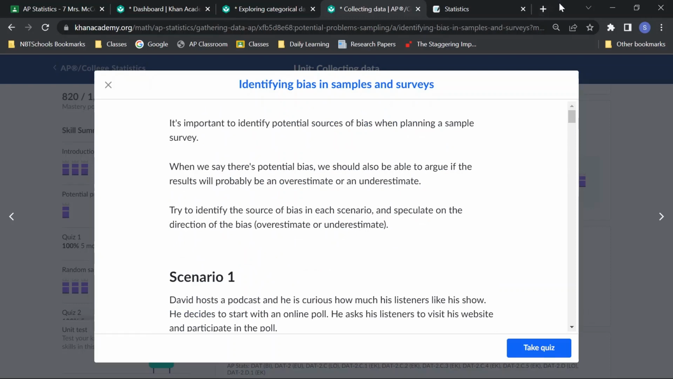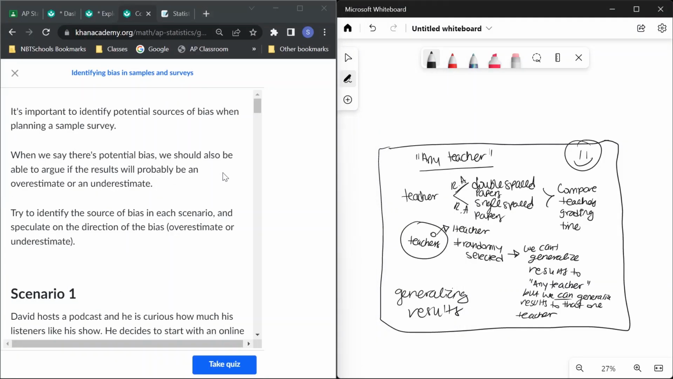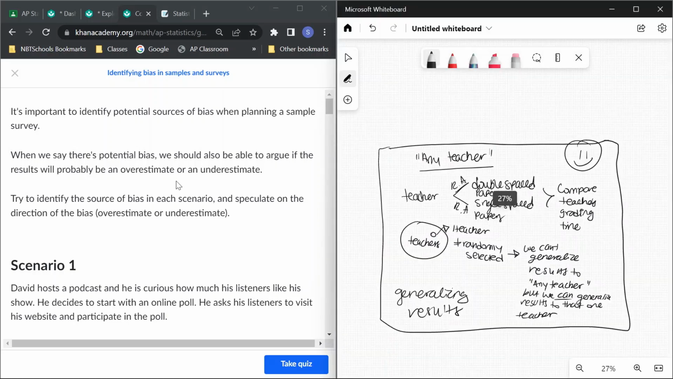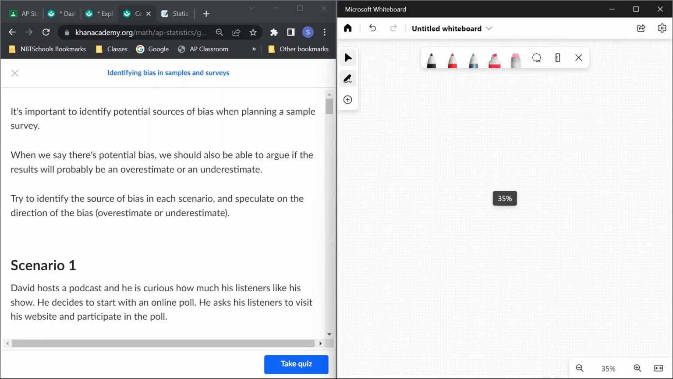It's important to identify potential sources of bias when planning a sample survey. When we say there's potential bias, we should also be able to argue if the results will probably be an overestimate or an underestimate. Oh my god, I can use this in my research project.